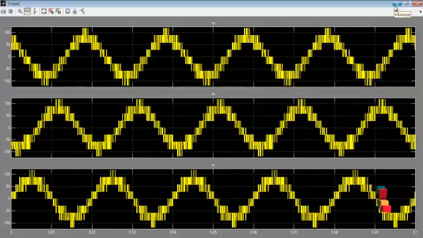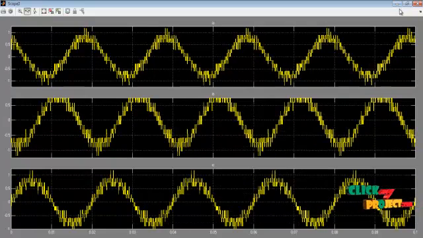After that, this is the voltage waveform of the output, and this is the current waveform of the output. With the level increasing, the overall total harmonic distortion of the current waveform will be reduced, so the overall efficiency will be increased.